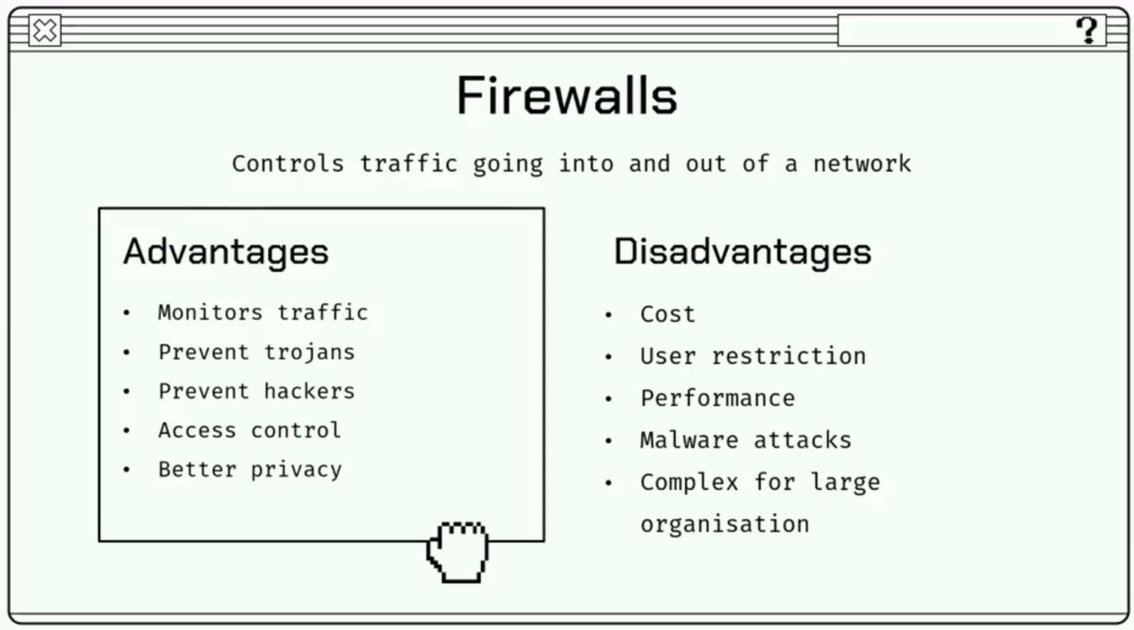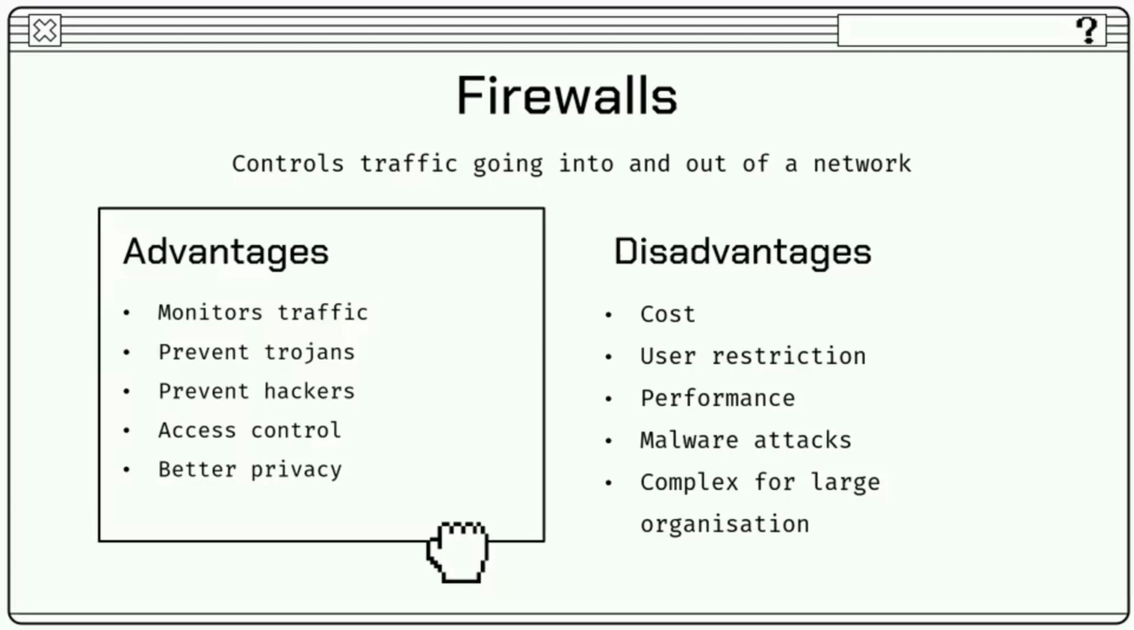So there are also firewalls, which control traffic going into and out of a network by monitoring the packets. They monitor traffic, prevent Trojans and hackers, and firewalls also come with an access policy that can be implemented for certain hosts and services, and there's also better privacy. However, the cost is expensive.